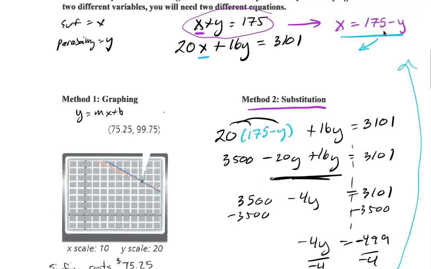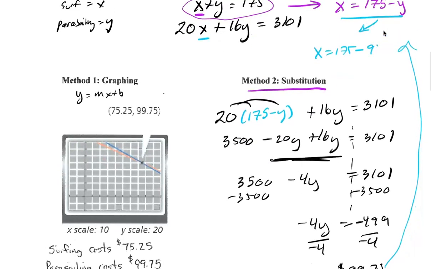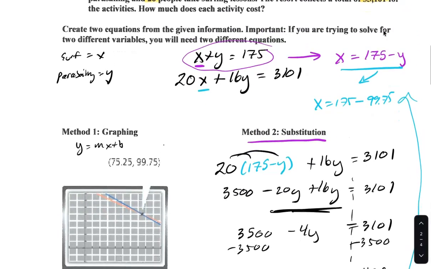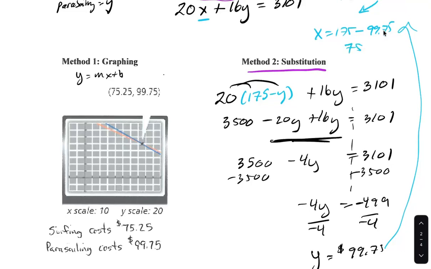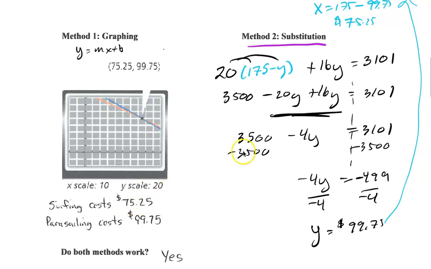Let's find our x. So it's going to be 175 minus 99.75. And we get 75.25. So it's the exact same answer we got by graphing, right? Surfing costs $75.25. Parasailing costs $99.75, almost $100.